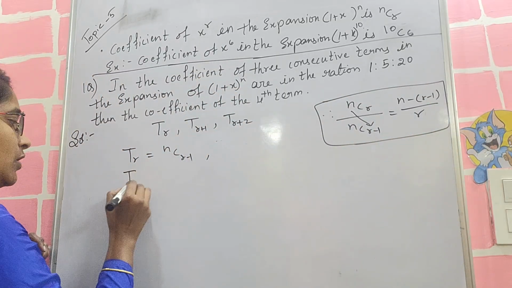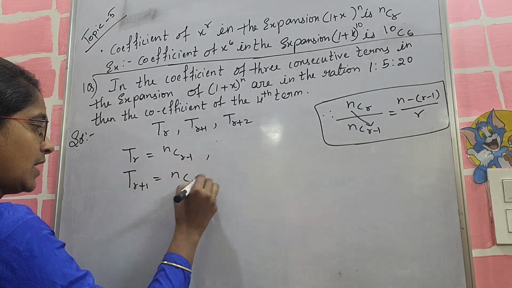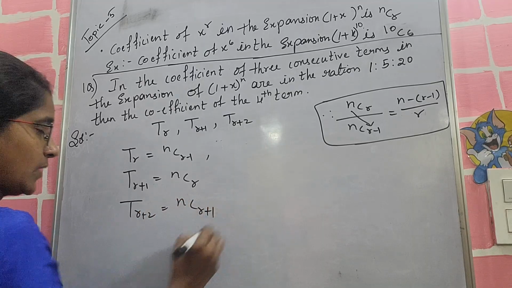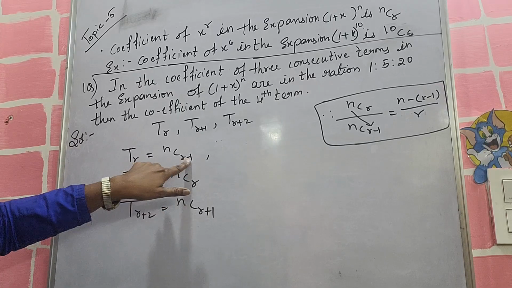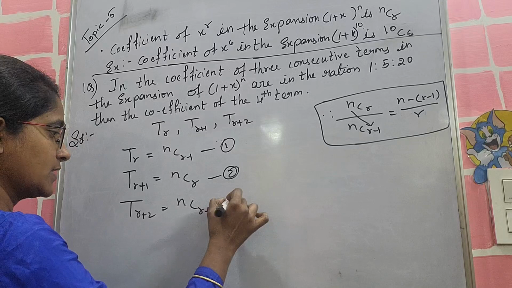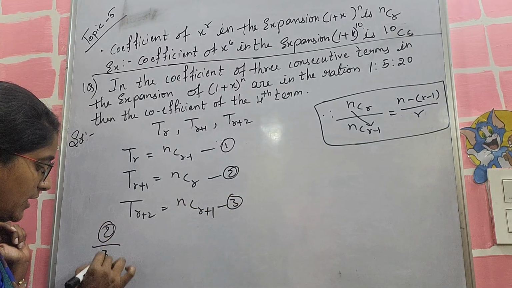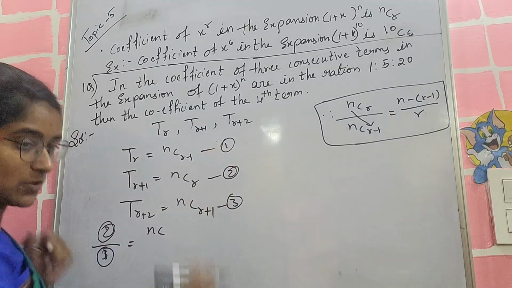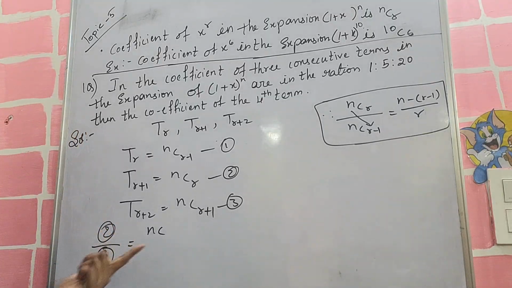So the next one: Tr+1 is nCr and Tr+2 is nC(r+1). We'll take them accordingly. So here is r and this is r-1. I'll call this equation 1, this 2, and this 3. Equation 2 by 1 I'll take first. Then what am I going to get?